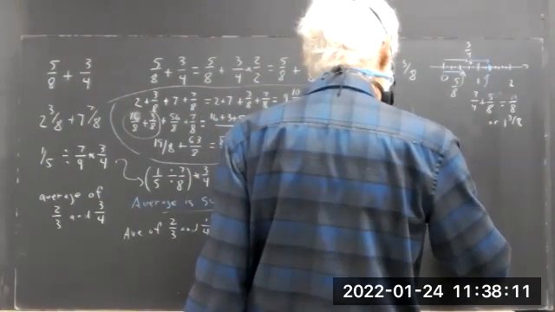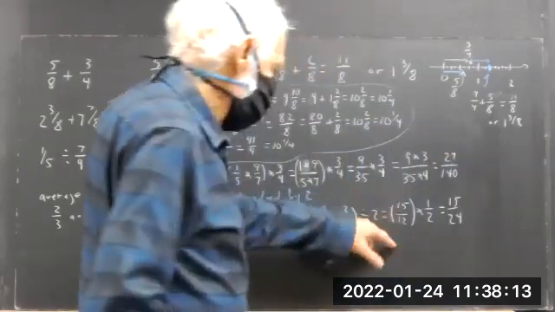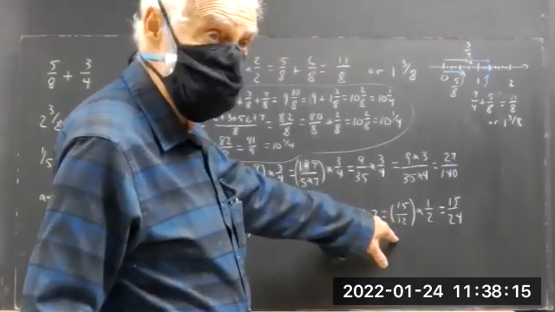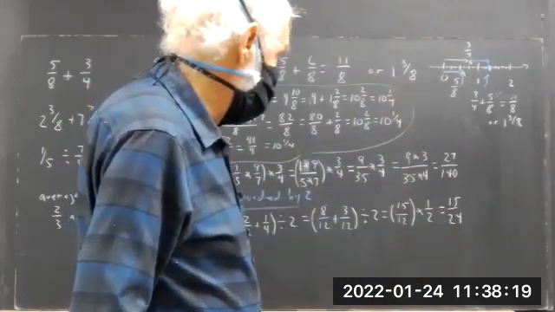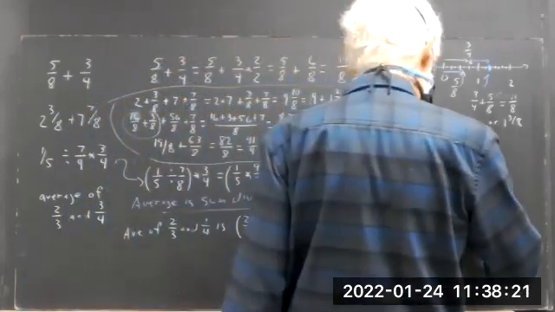So that's 15/24. I could have reduced this to 5/4 right here. I just kept it unreduced. Did the calculation. Now I reduce.